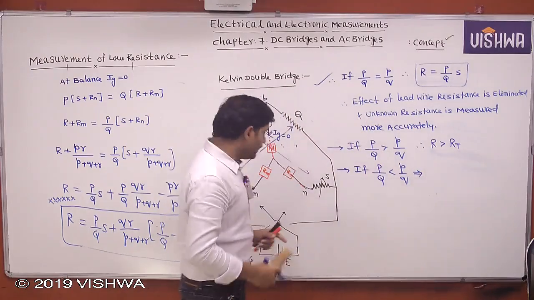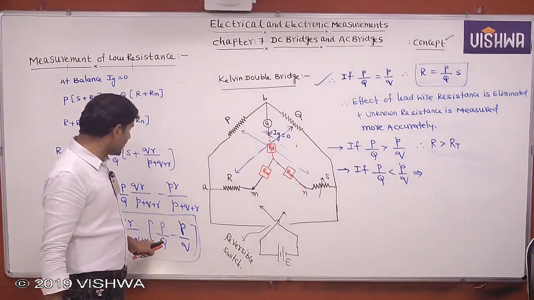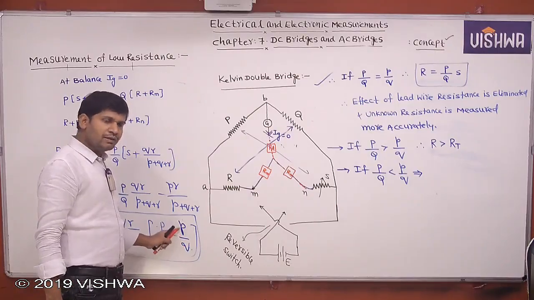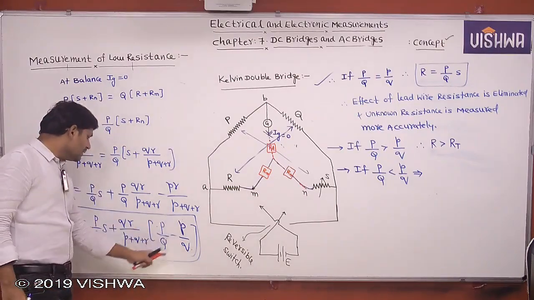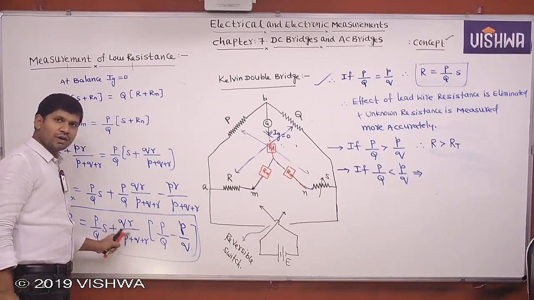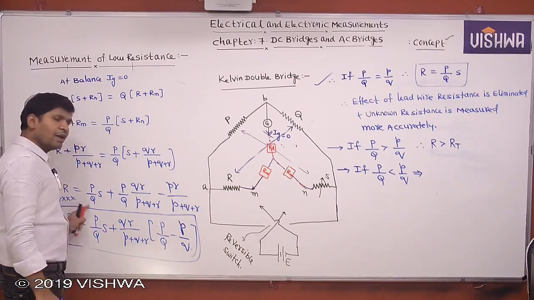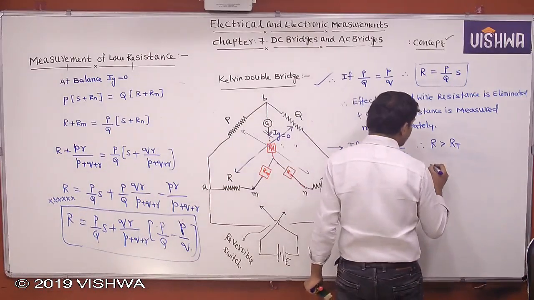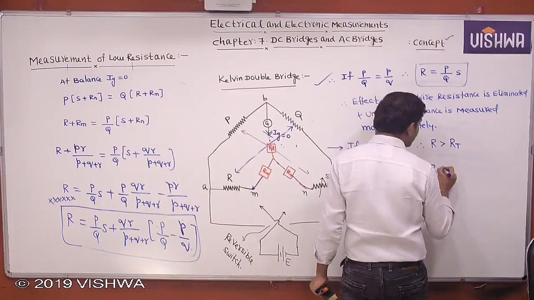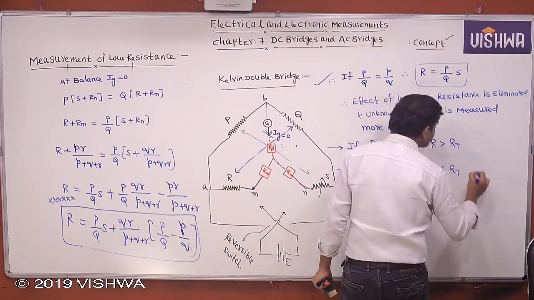that means these ratio arms we are selecting, this is a low value and this is a high value, then this difference gives a negative value. This difference gives a negative value means this total value is subtracted from this one. Subtracted from this one means this gives the low value. In that case, the Kelvin double bridge R measured is less than the true value.